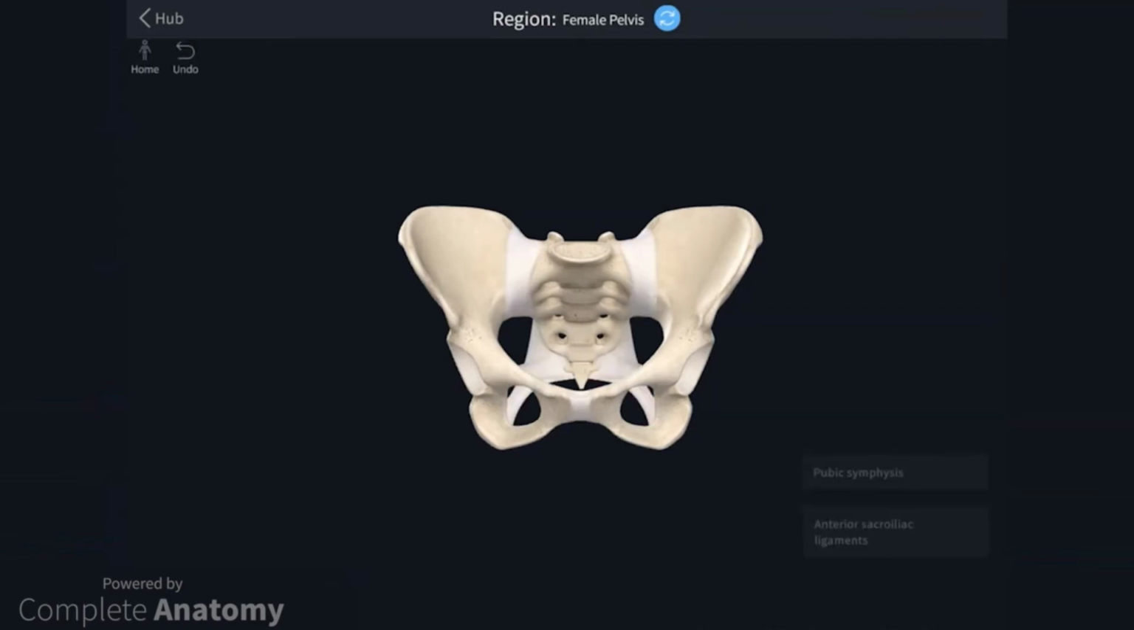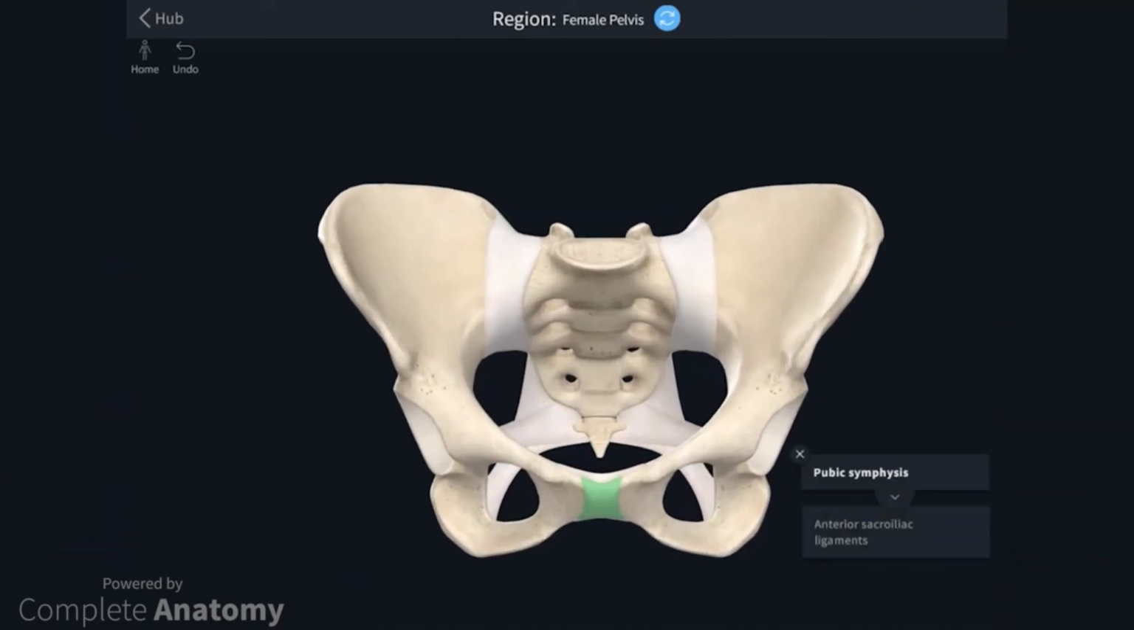Now time for some connective tissue structures. Like I said before, the coxal bones articulate anteriorly at a joint called the pubic symphysis. It is the most anterior aspect of the pelvic girdle and is an important landmark because it forms the anterior boundary of the pelvic inlets and outlets.